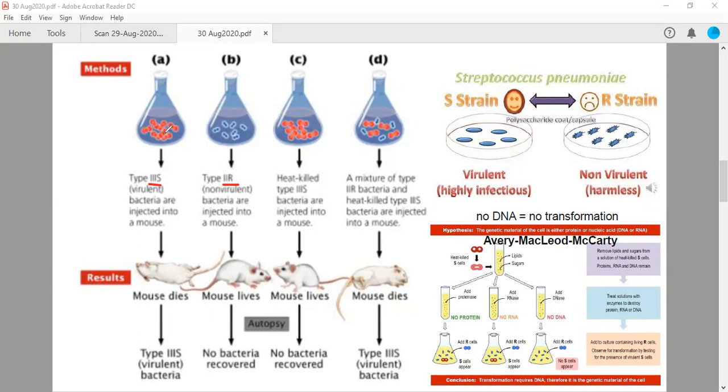There were two strains, one S strain and one R strain. The S strain is smooth, with smooth colonies and a shiny appearance, because of one polysaccharide coat. It was not known at that time in 1928, but later it was found that this polysaccharide coat makes these strains smooth, and it is also responsible for the virulence. Due to the presence of this capsule, this polysaccharide coat, these S strains were virulent, and both were strains of Streptococcus pneumoniae.